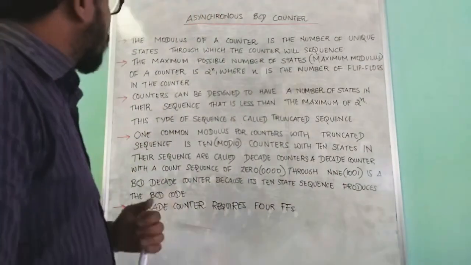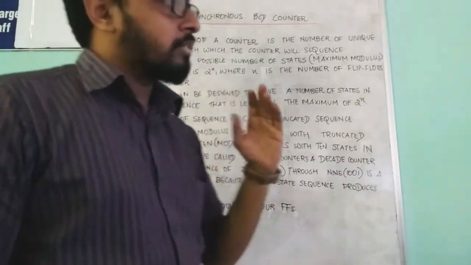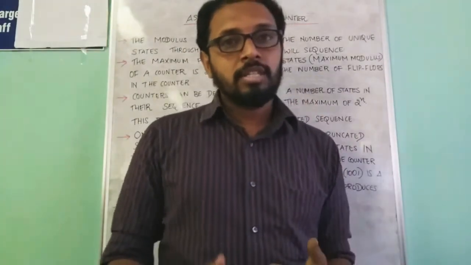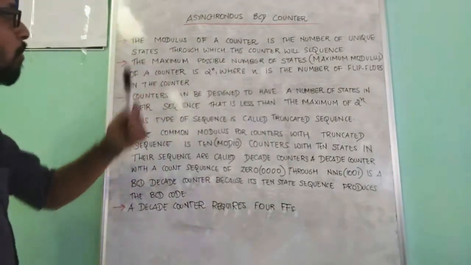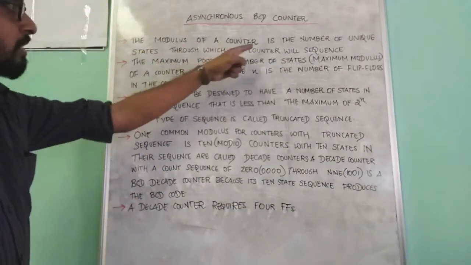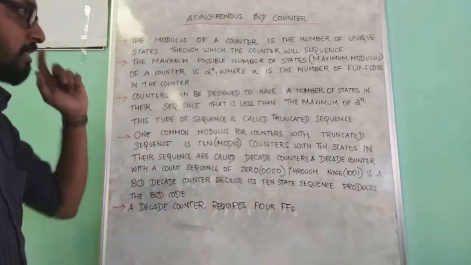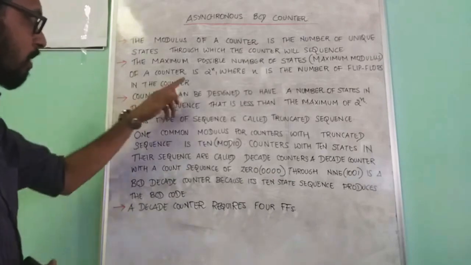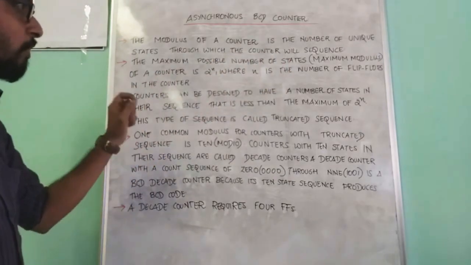We will go directly into the basic points that we need to discuss, and after that we will go directly into the design phase. The modulus of a counter is the number of unique states through which the counter will sequence. The maximum possible number of states, that is the maximum modulus of a counter, is 2 raised to n, where n is the number of flip-flops in the counter.